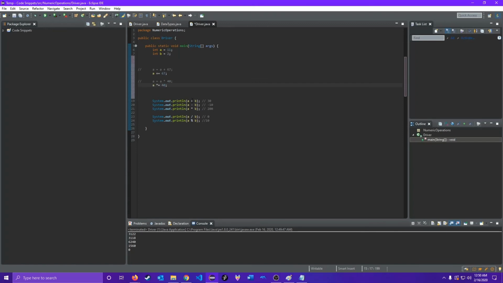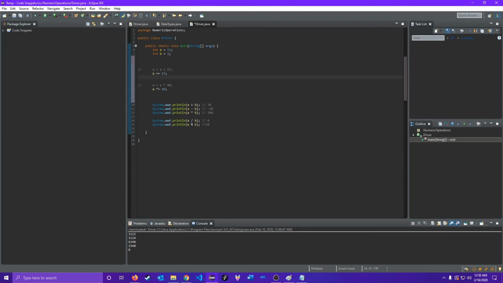Now you can do this for all of these operators: plus equals, minus equals, times equals, divided by equals, and mod equals. It works for all of them. And then plus and minus also have their own specific uses. So let's say we wanted to make a go up by 1. Well, we could say a equals a plus 1, or a plus equals 1.